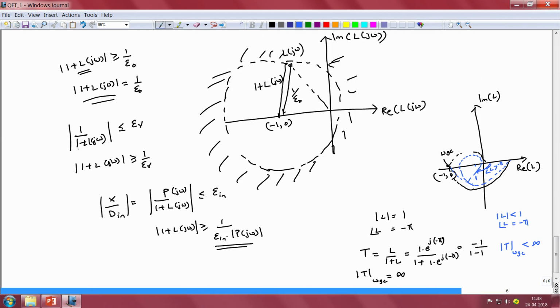And it is evident from this Nyquist plot that the angle made by the loop gain when its magnitude is 1 with the negative real axis is essentially given by the phase margin phi. So, if we compute the magnitude of T at the gain crossover frequency, we would have it to be equal to the magnitude of 1 e power j times minus pi plus phi, divided by 1 plus 1 e power j times minus pi plus phi.